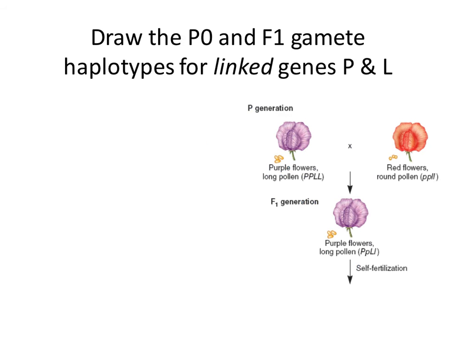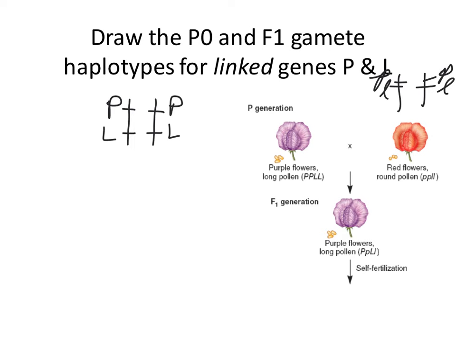Okay, so time to put this to use. Please draw what the gametes would look like, both from the P0 and the F1 generations. So this is assuming linkage. The parent on the left, the P0 on the left, has two big P's and two big L's, and the parent up here has two little p's and two little l's. So if you fill in, what do their gametes look like? What are the haplotypes that go inside those circles?